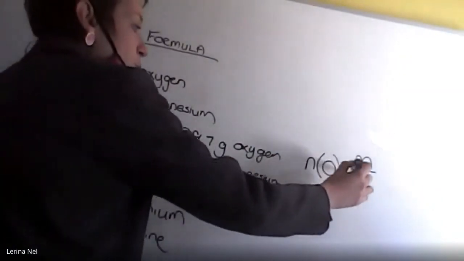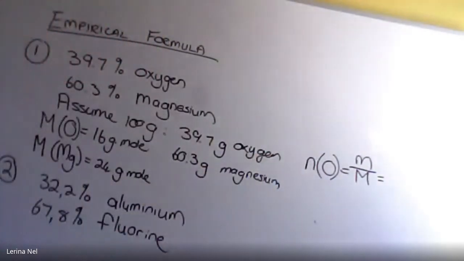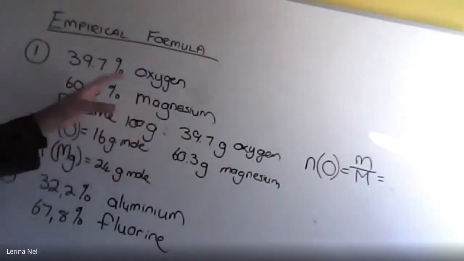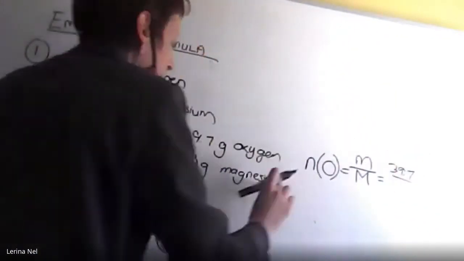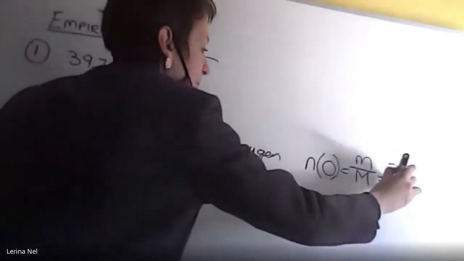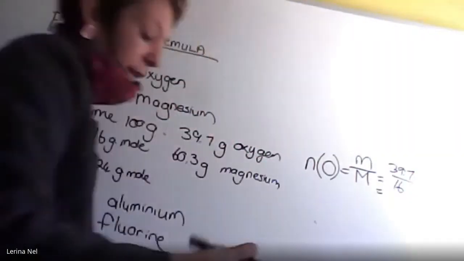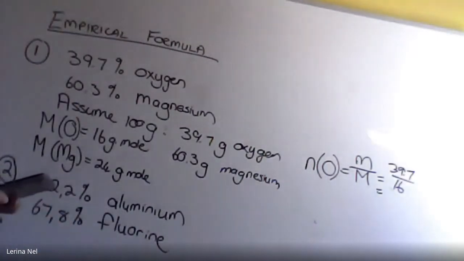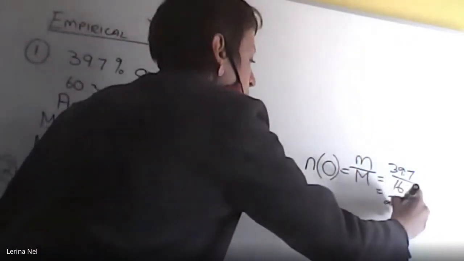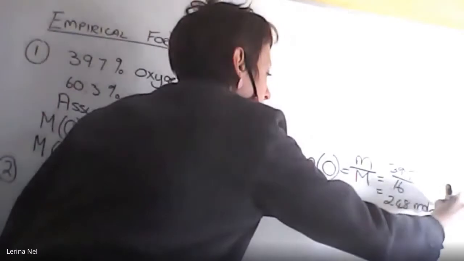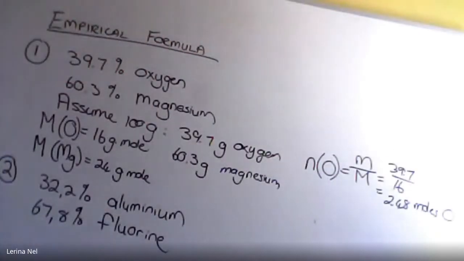So the amount of moles is going to be equal to the mass of oxygen, which was given because we assumed we have 100 grams: 39.7, and we divide that by the molar mass of 16. Using your calculator, 39.7 divided by 16 gives me 2.48 moles of oxygen. Now, I'm not saying O2 or anything. I don't know how many oxygens I have. I don't have oxygen gas.